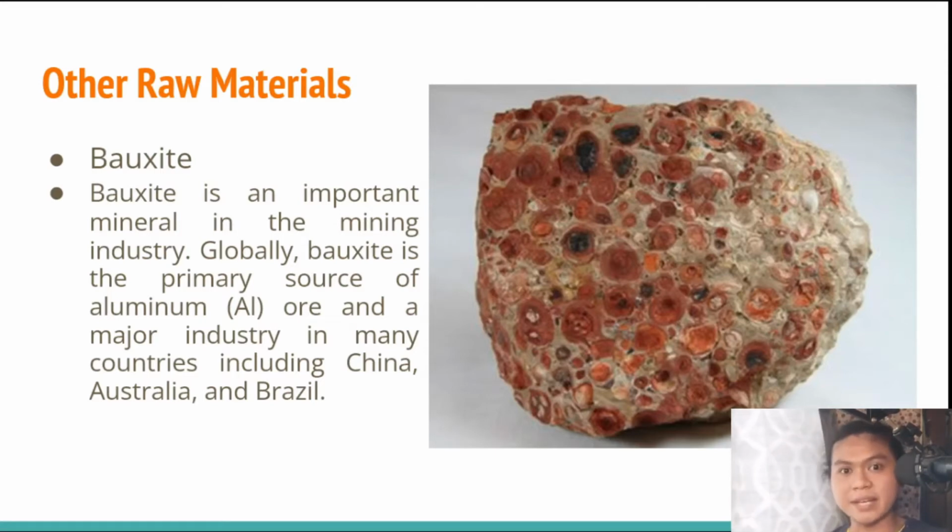So it is mined as well, but you don't need that much aluminum in the cement, so only a small portion of this material is needed. Hence, it's not really mined primarily in the quarry. It's more likely brought from other sources.